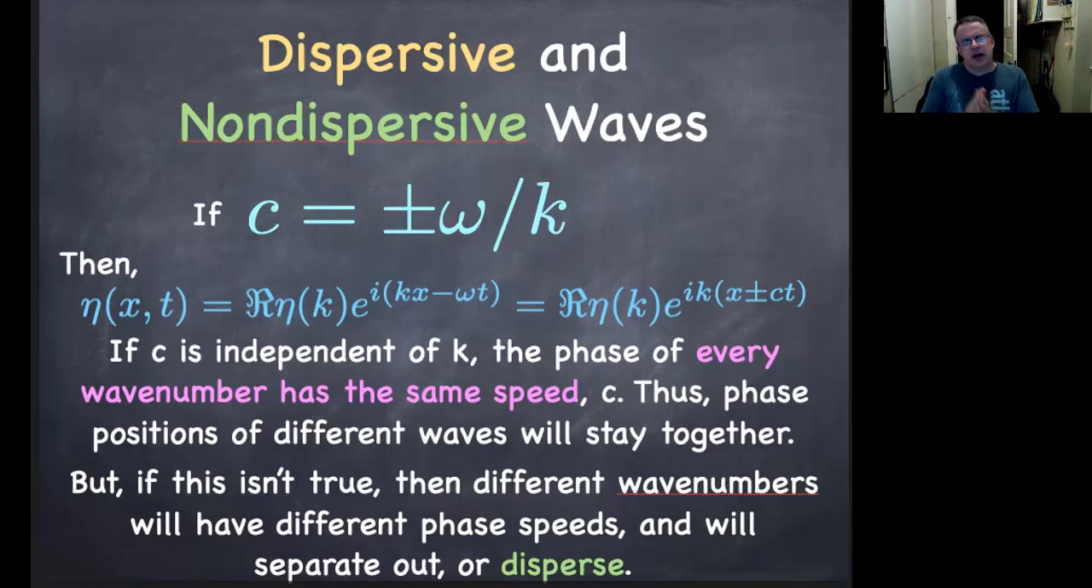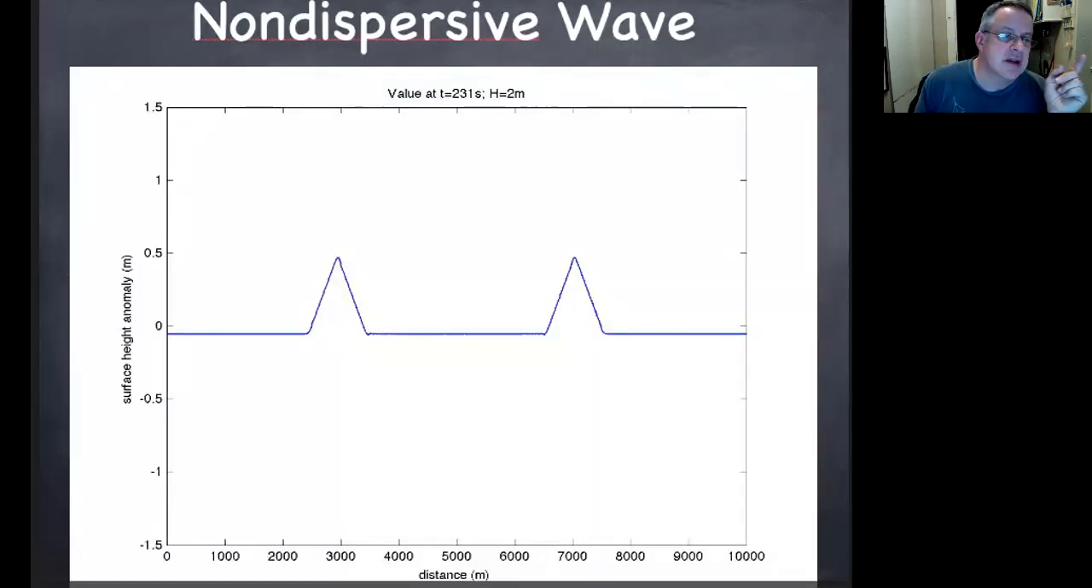All right, dispersive and non-dispersive waves. If it is true that the phase speed is just equal to omega over k for all k's, that is, if the dispersion relation is simple like this for some constant c, so that every k has the same c, then every constituent of the Fourier transform propagates at the same speed. So phase positions of different waves will stay together. If that isn't true, then different wave numbers will start to separate out. So let's look at a little movie and see what that looks like.